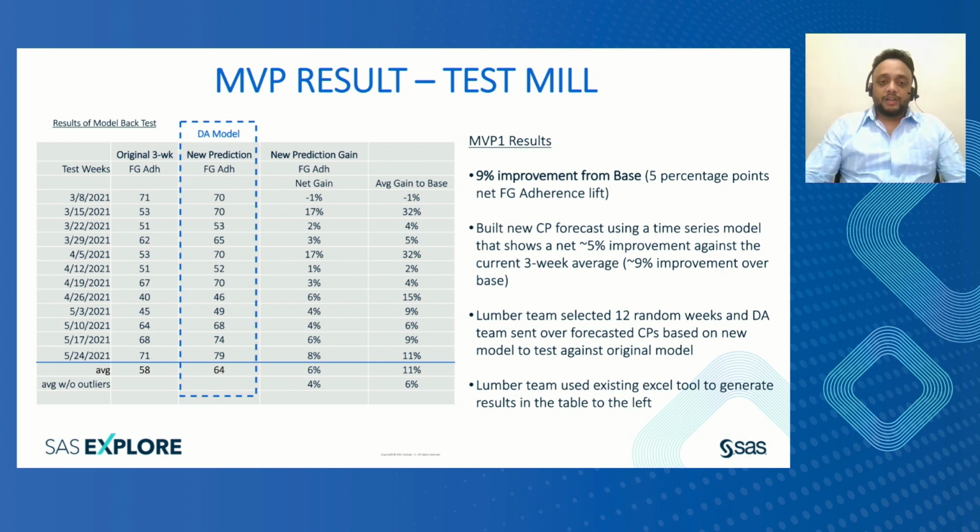That means how effectively the raw lumber can be cut into various sizes so that we have minimum wastage and maximum ROI from a particular raw lumber. If you see this table, out of the 13 weeks we have outperformed in each and every week, and we have around 9% improvement from the base, and close to 5 to 6% improvement from the 3-week average.